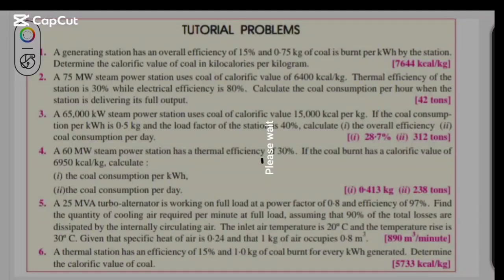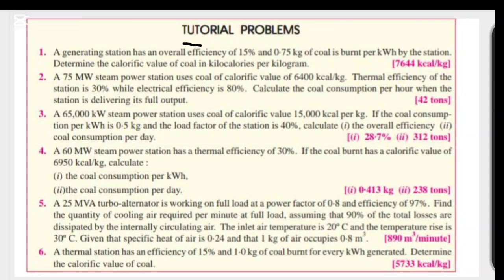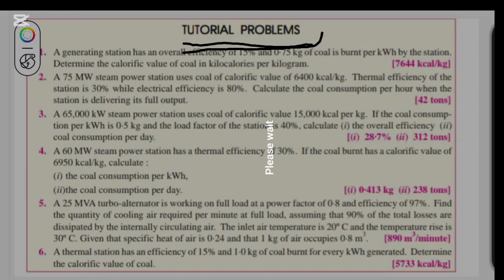In this video, we are going to see the tutorial problems under the steam power station. So if you are an electrical engineer studying this course in your semester, don't skip this video. Try and watch the complete video tutorials that I will explain now.